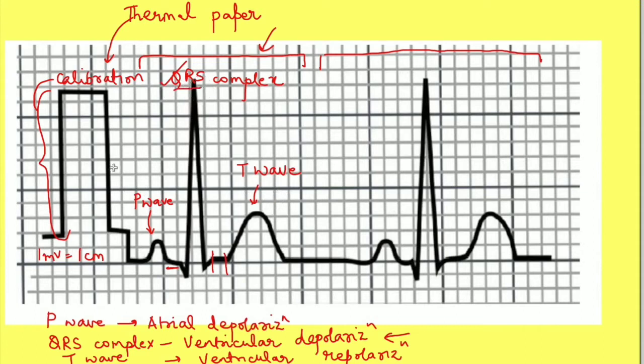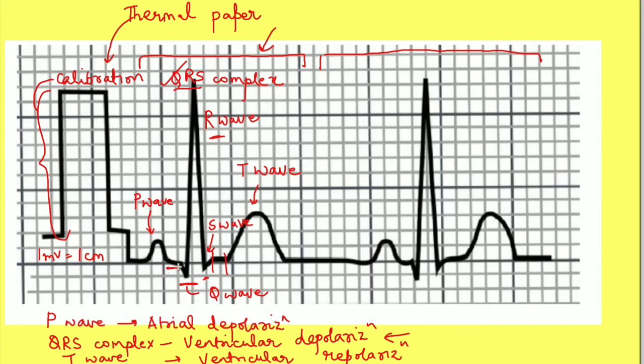QRS complex represents ventricular depolarization, right? Now how is it named? The first negative wave that is recorded during ventricular depolarization is known as a Q wave. First positive wave is known as R wave, and the negative wave which occurs after the first positive wave is S wave. But why do we need to know all this? Because there may be some leads in which you don't see first negative Q wave. Directly there may be a positive wave. Then that wave we don't call as Q wave, we call it as R wave, because by convention first positive wave is known as R wave. But the whole complex we call as QRS complex only.